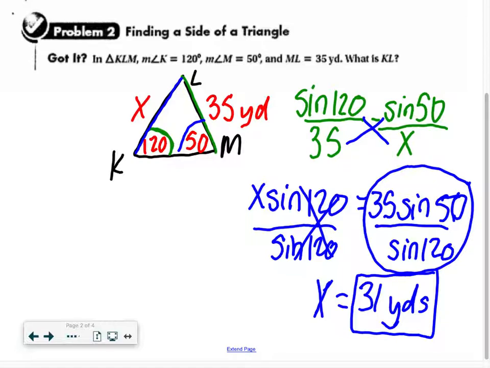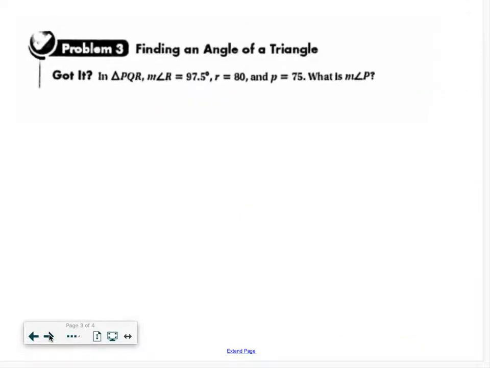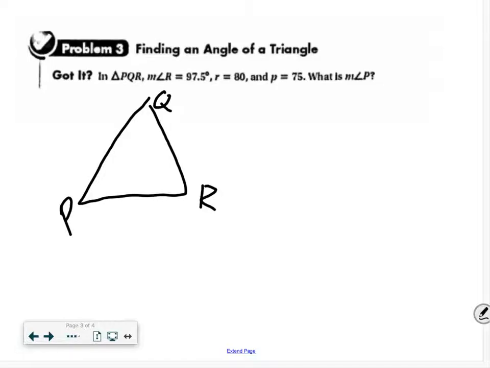Triangle PQR. Draw triangle PQR and label it. Angle R is 97.5. Side r is 80. My side p is 75. And I'm looking for angle P.